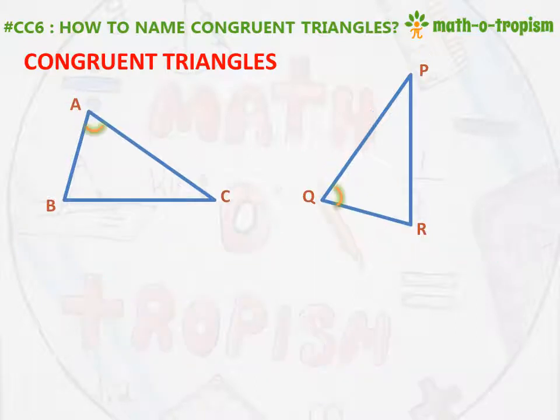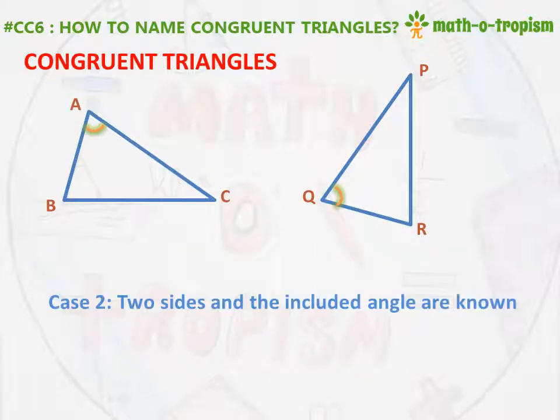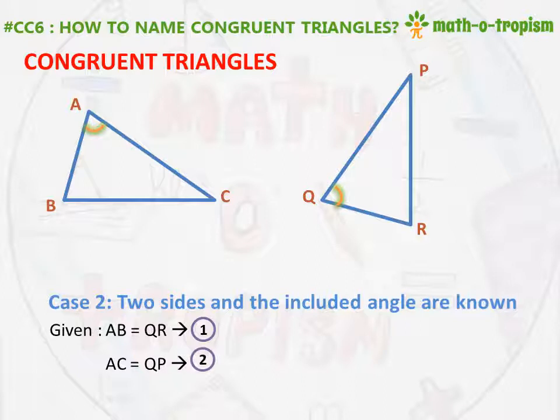Next we will be considering if we have two sides and the included angle known for the congruent triangles. So if AB is given equal to QR, we'll keep as equation 1. AC is equal to QP as equation 2, and they have given angle A is equal to angle Q, which we will keep as equation 3.